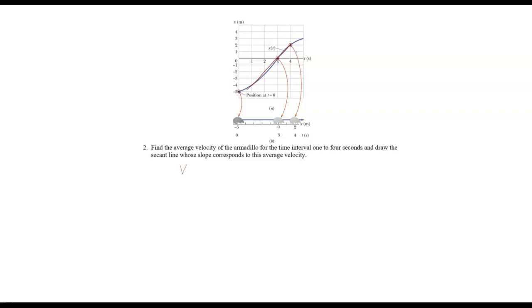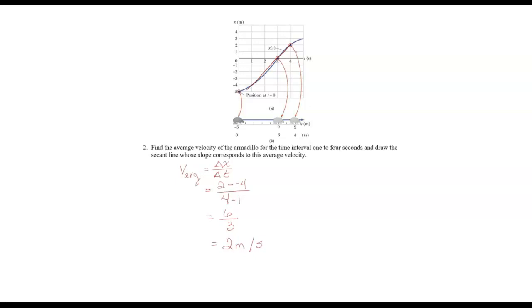So the average velocity is going to be the rise over the run, so the change in x over the change in time. So in this case, our x up here is at 2. Our x down here is at -4. Our final time is at 4 seconds, and our initial time was at 1 second. So that's going to get me 6 divided by 3, which is 2 meters per second. So that is my average velocity over that time interval.